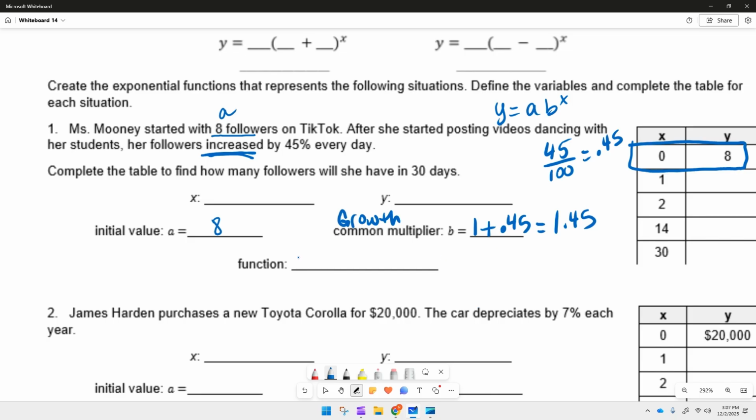When we write our function, I'm going to write f of x, or you can even write y equals our starting value, which is 8, and then I'm going to put my B value, 1.45, to the power of x. Okay, now we're going to represent x. Reading the word problem, the number x represents the number of days. The y represents the total followers.